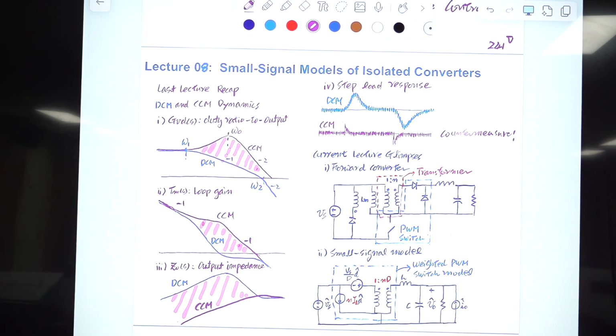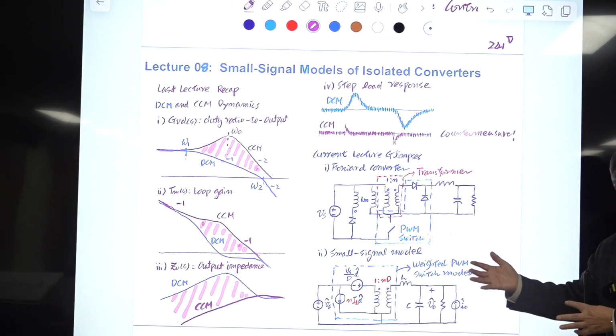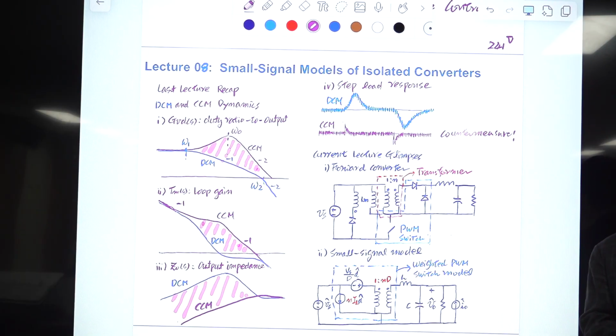That is one biggest motivation of using current mode control. But we are assuming voltage mode control, and we'll discuss voltage mode control first, and then we'll talk about the current mode control. Now most people are using the current mode control, and a very small portion of people is paying attention to the voltage mode control.